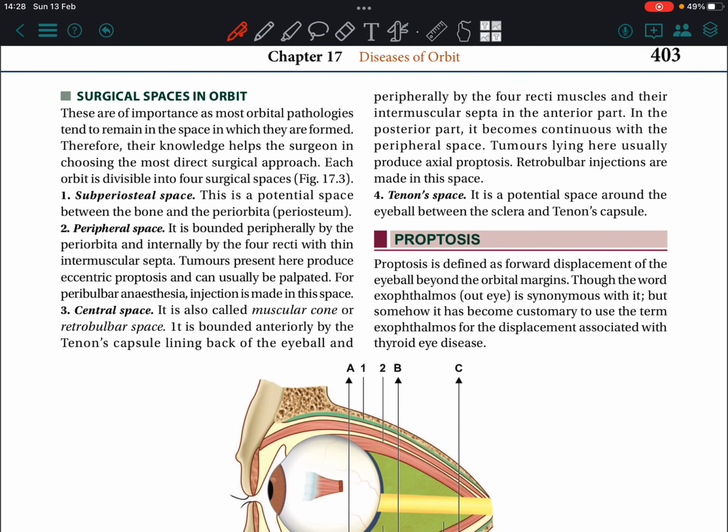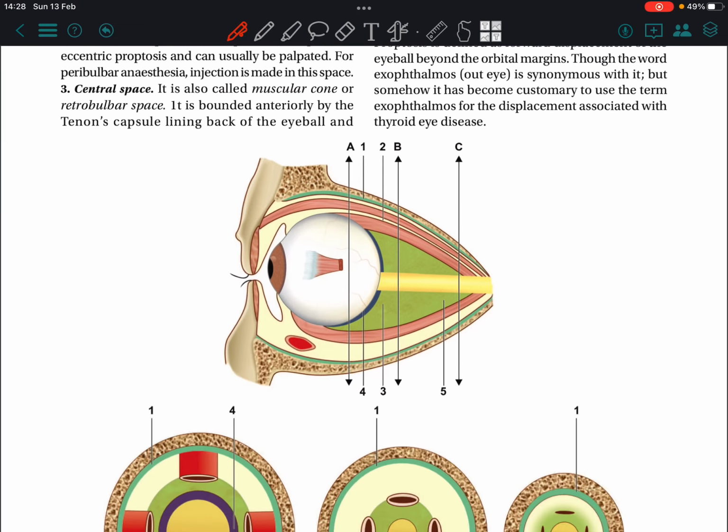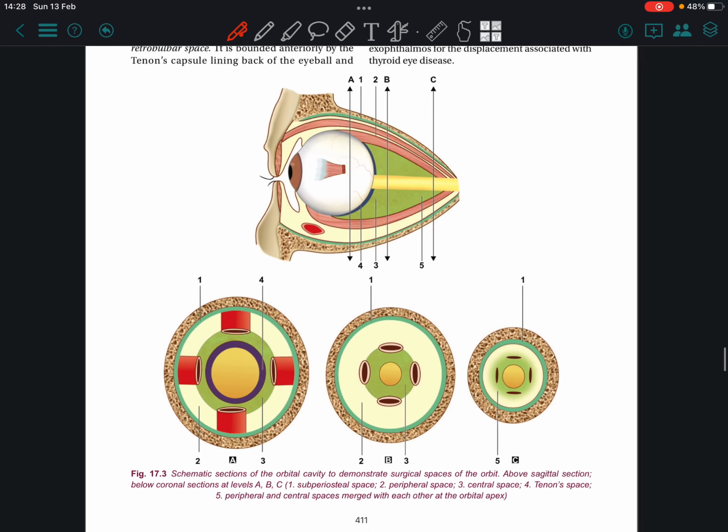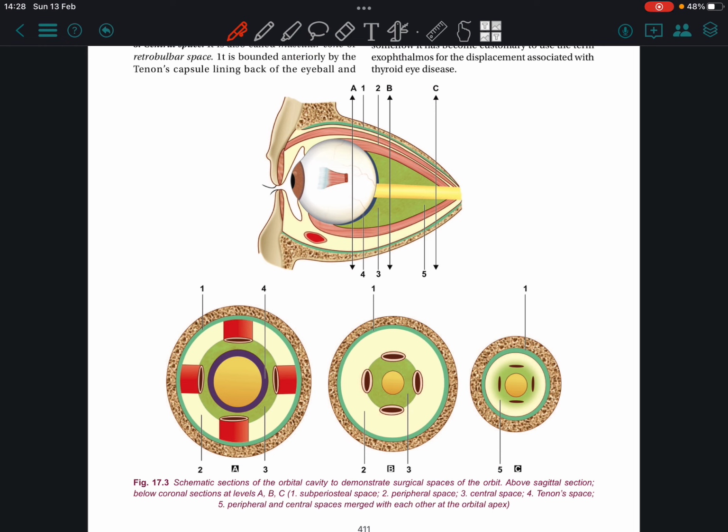Surgical spaces in orbit. Each orbit is divided into 4 surgical spaces. One is subperiosteal space. This is sagittal section, and below are coronal sections.